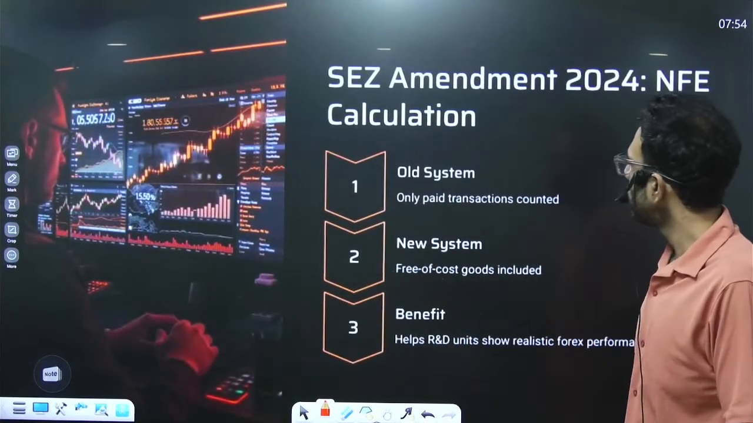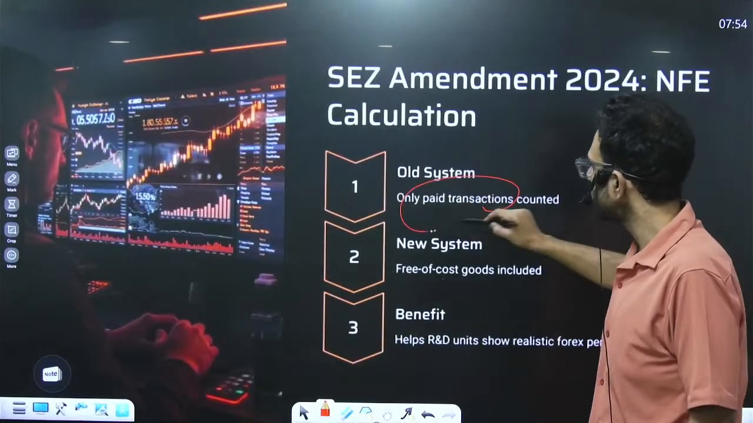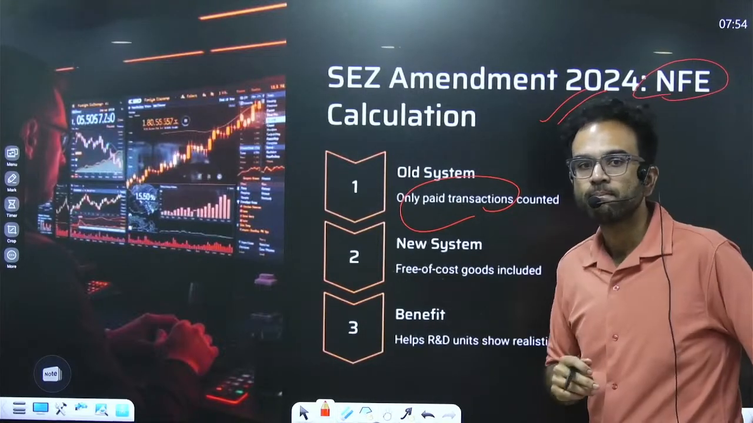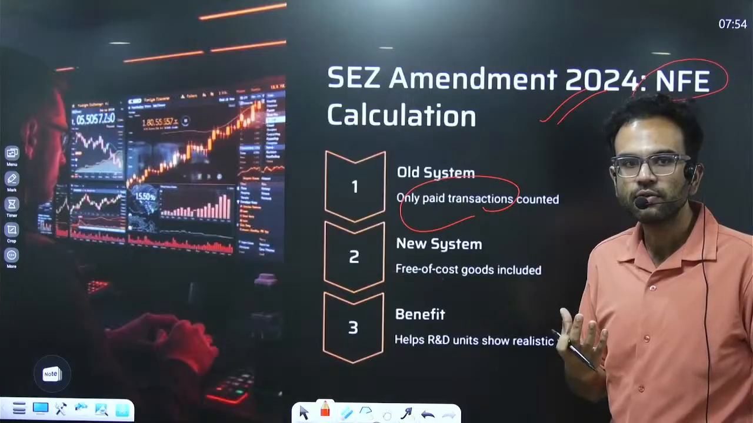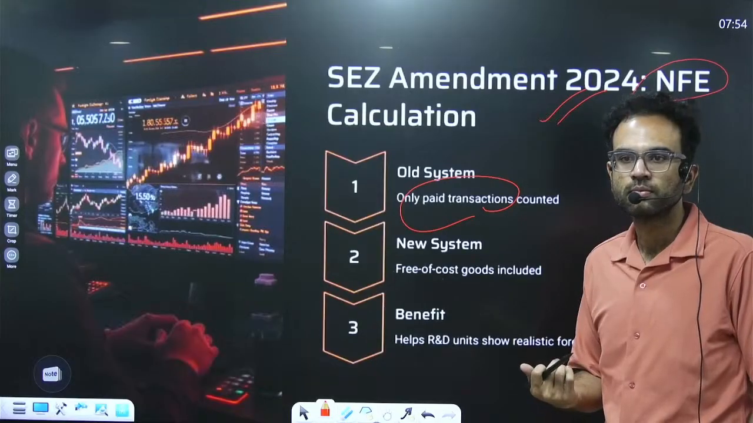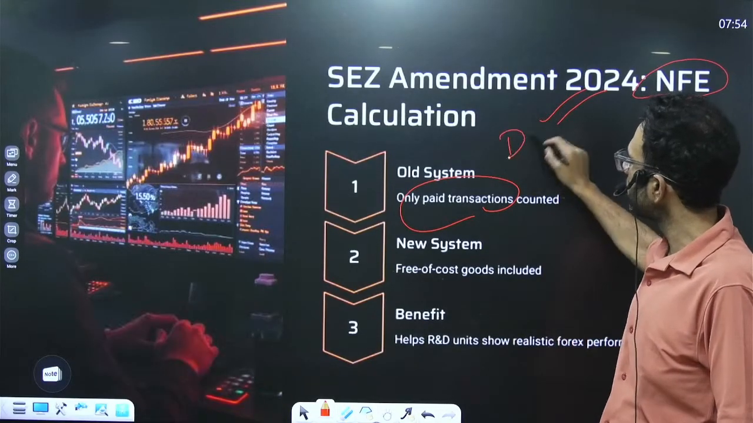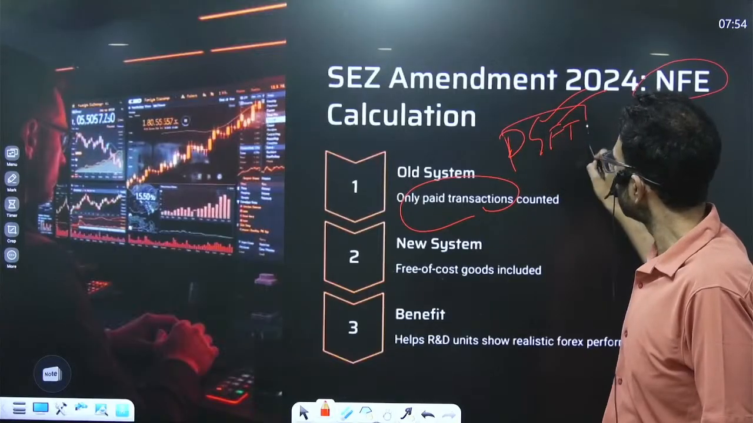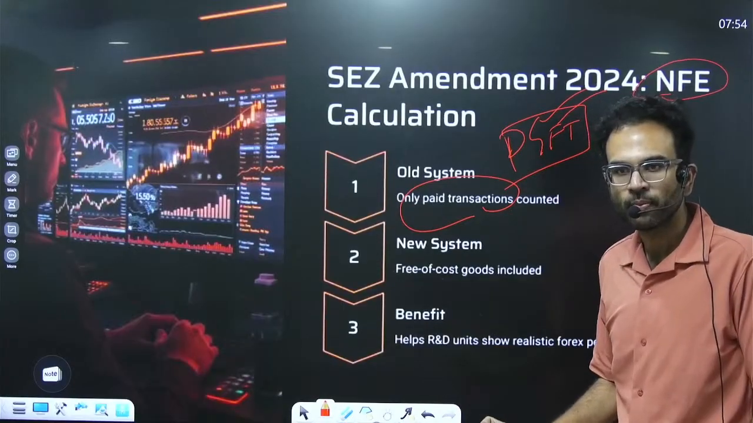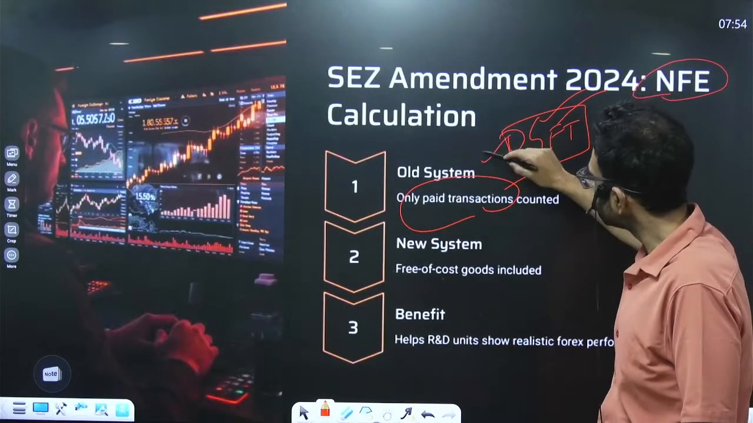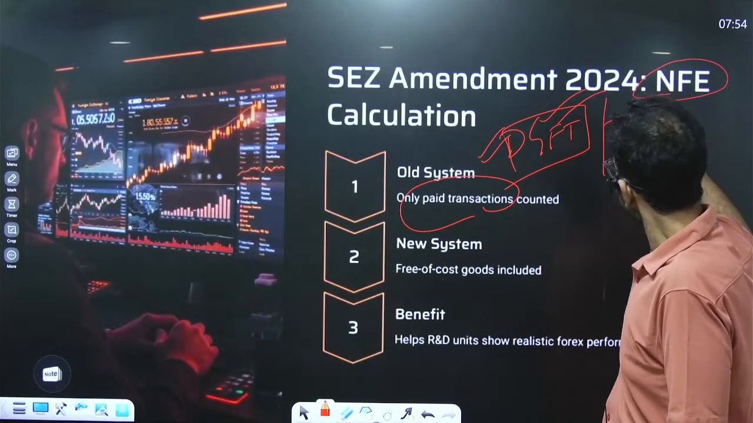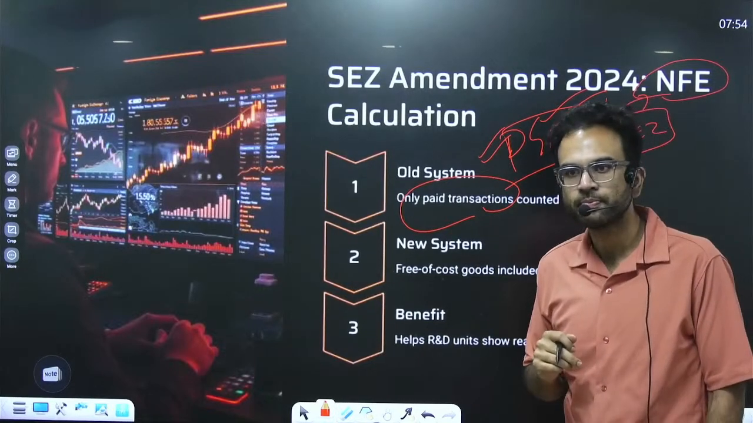Then, in the old system, only paid transactions were counted. There is something called NFE, net foreign exchange. Your export incentives were dependent on the amount of foreign exchange you bring. There is an organization called the Directorate General of Foreign Trade, which usually will not be applicable when you come into a special economic zone. This is a parallel entity. Special economic zones will have their own commissioners who will be calculating this net foreign exchange.